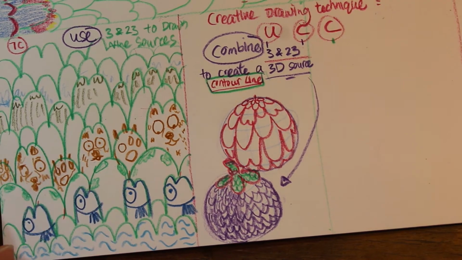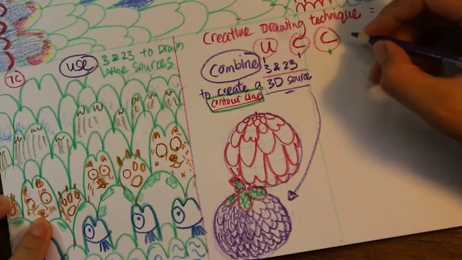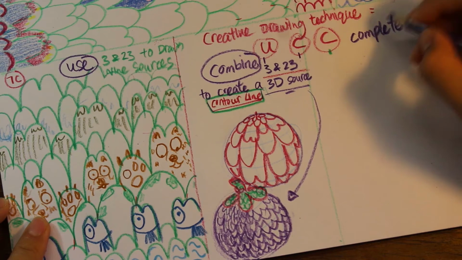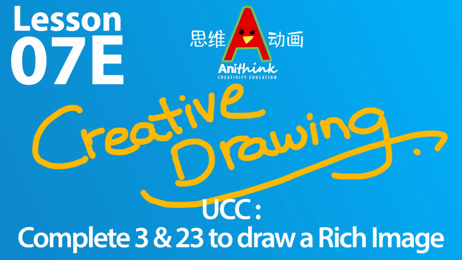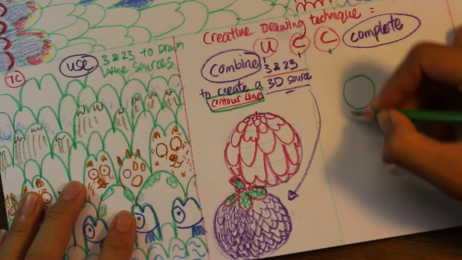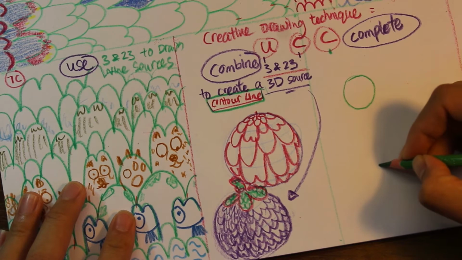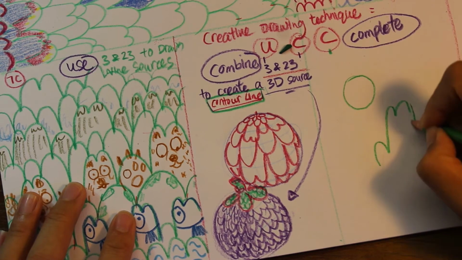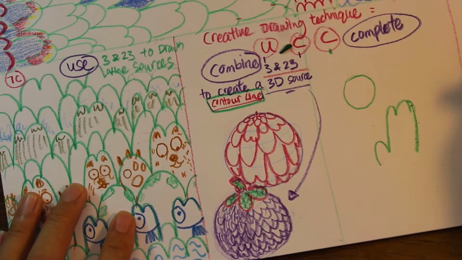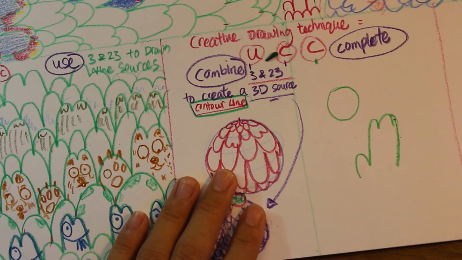the next C. In this C, it represents complete. Yes, complete. So what do I mean by complete? For instance, what we need to do is 2, 3, oops. For instance, this 2 and 3.